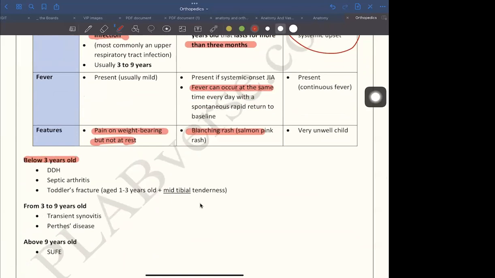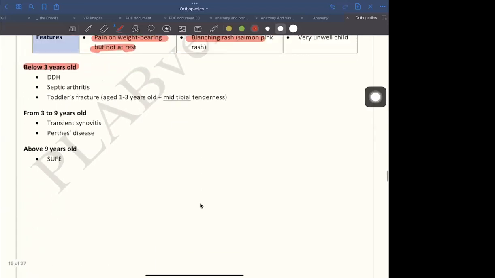And anyone who's below 3 years old, think of DDH, toddler fracture, septic arthritis. From 3 to 9 years, think of transient synovitis or Perthes disease, but above 9 years, think of SUFE, slipped upper femoral epiphysis. This is a very good and important classification for your exam, and they won't trick you. They won't bring a DDH in a 21-year-old man. Is it possible to happen? Yes, it can happen, but still it's less likely that it will come in the exam.